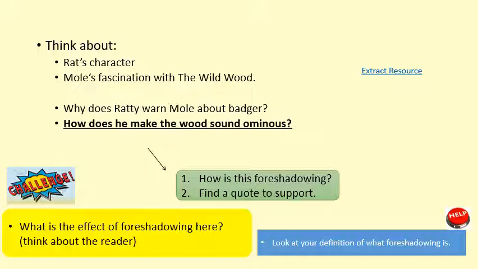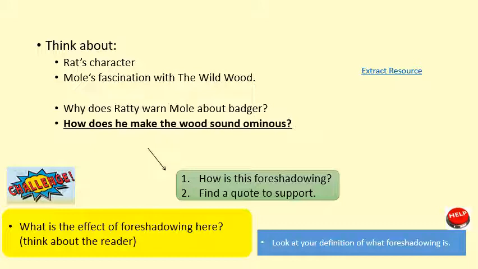So now he's fascinated by the Wild Wood. Why does Ratty warn Mole about Badger, do you think? Well, I think he's just telling him to be careful of Badger. Badger lives in the middle of the Wild Wood and handles all these sort of quite worrying creatures, so he probably would treat Mole quite harshly were he to just break in on him. And how does he make the wood seem ominous? Well, it's his hesitation in his speech, isn't it? And the way he describes a lot of these animals as not being trustworthy. How is that foreshadowing? Remember, foreshadowing is when something happens that hints at something else happening down the line, something bad.